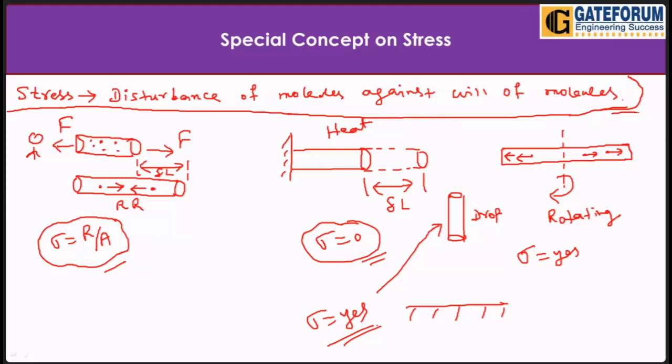When it goes and strikes the ground, then what happens? Molecules will be disturbed inside. Molecules will shift to the bottom, and after some time it will restore themselves. So definitely here we have, due to rotation also here we have stress, due to drop here also we have stress, like this only. So many types of disturbance will be there. Because of that, stress will be there inside the body. Okay, very special concept of stress.